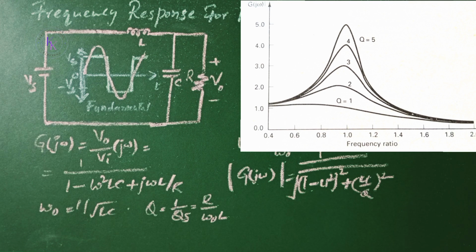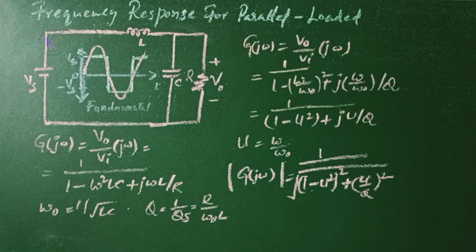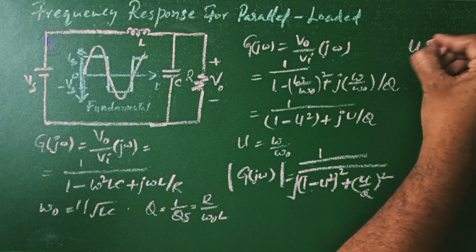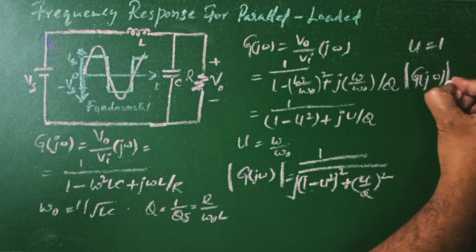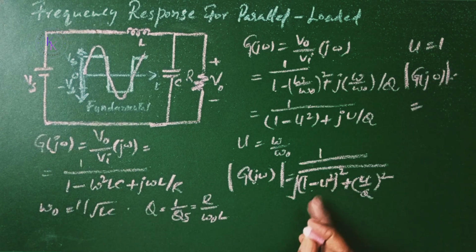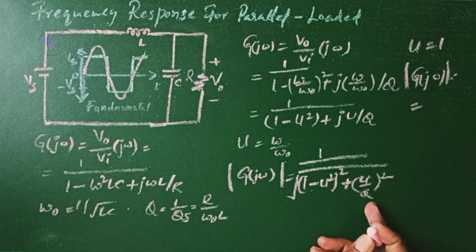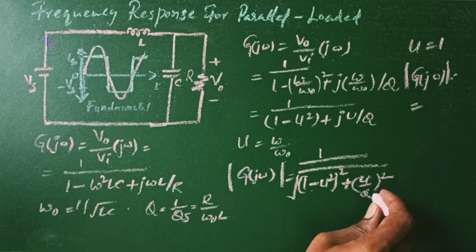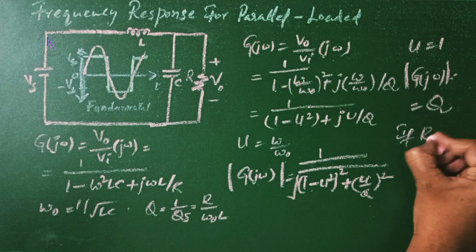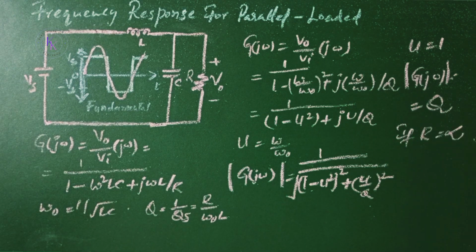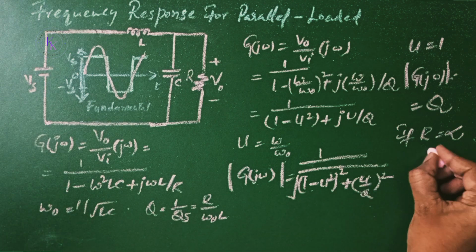The maximum gain occurs near the resonance for Q greater than 2, and its value is at u equals 1. Then, if u equals 1, the magnitude equals 1 by the square root of (1 minus 1) whole square plus 1 by Q square, which is nothing but 1 by 1 by Q, which equals Q. So at no load, if R equals infinity, then Q equals infinity.